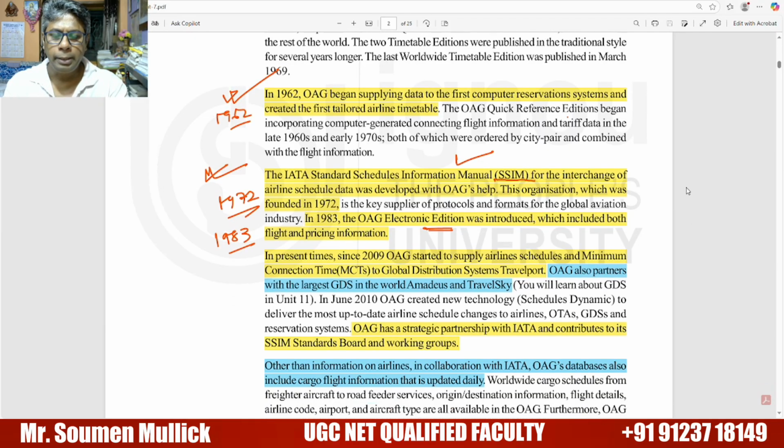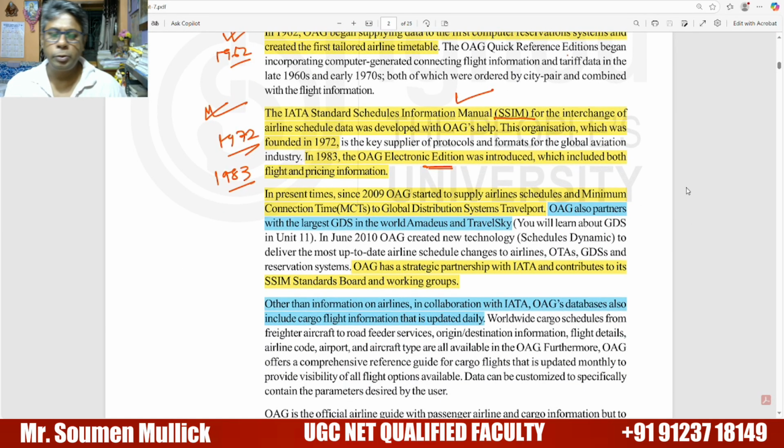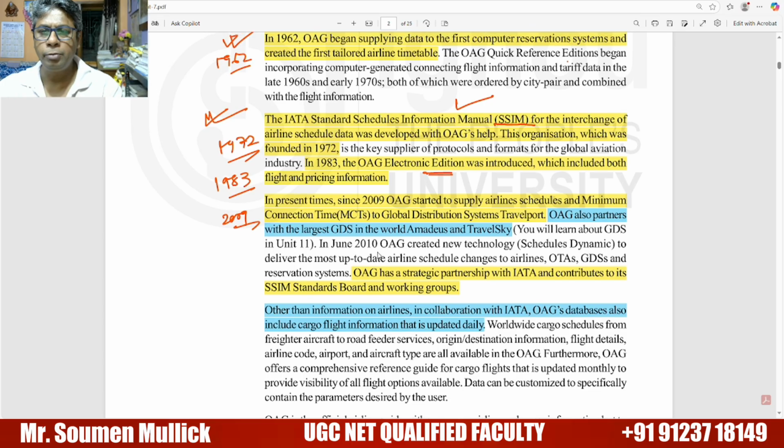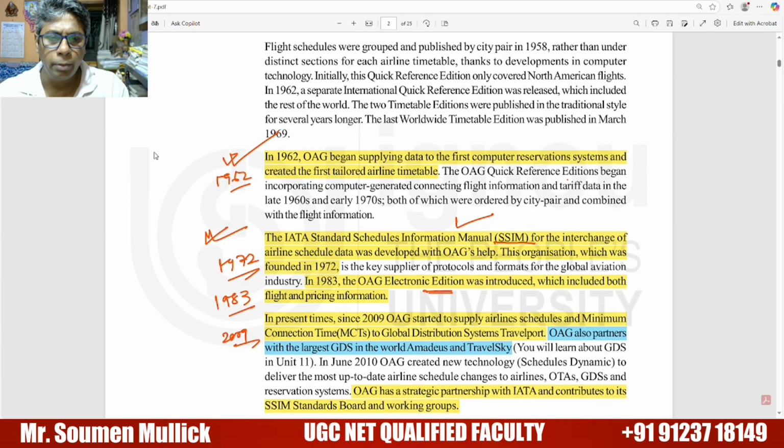So, in present time, in 2009, OAG started supplying airline schedule and minimum connection time (MCT) data. So 2009 is an important time. Important abbreviations you have to remember: number 1, OAG; number 2, SSIM.